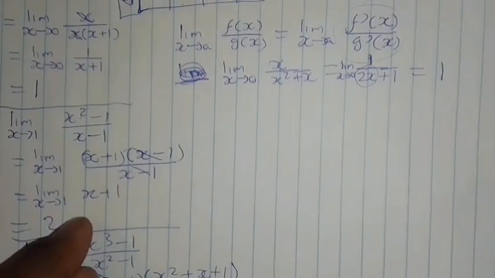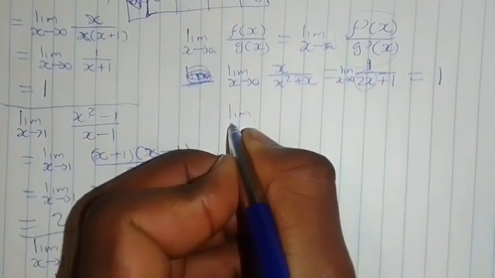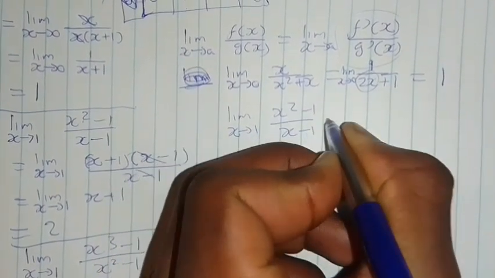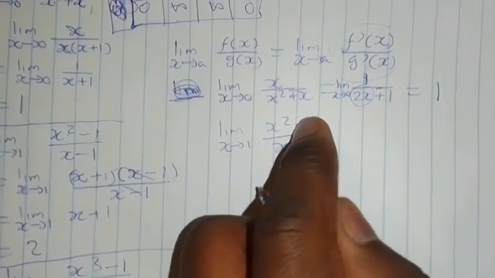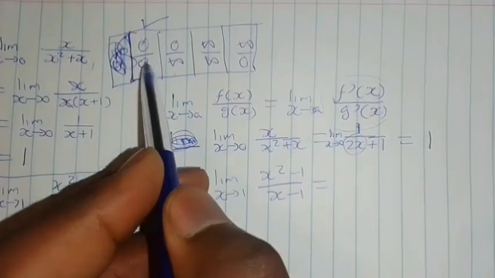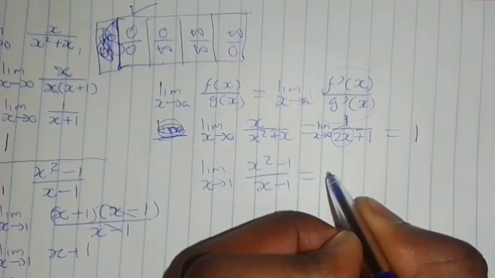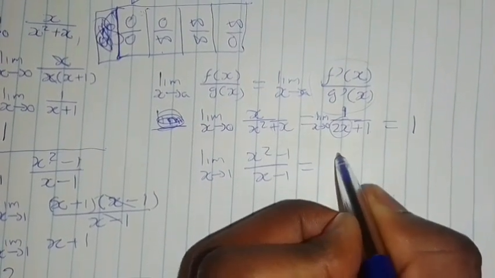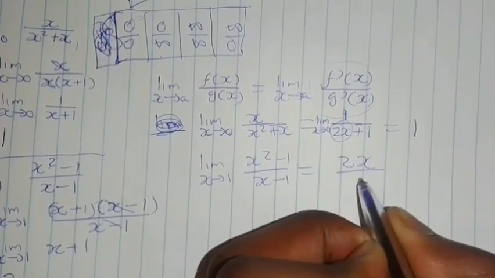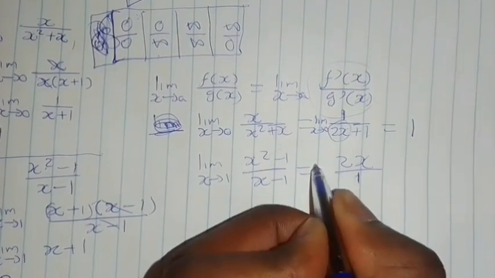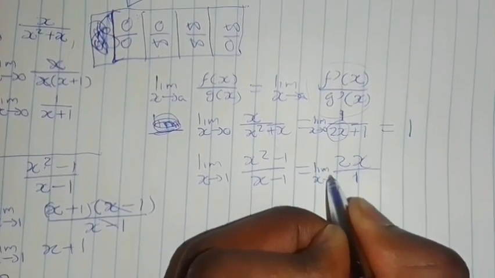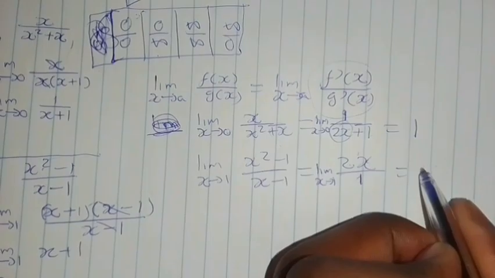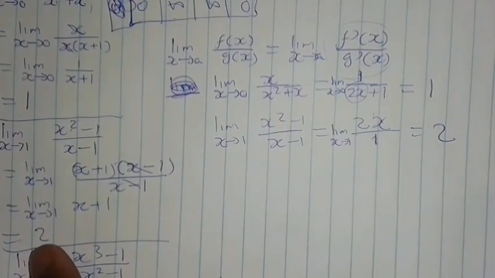Now on this one, the limit when x goes to 1 of x squared minus 1 divided by x minus 1. Notice that the numerator approaches 0 and the denominator approaches 0, so we still have this condition. That means we can apply L'Hopital's rule. We derive the numerator, so it will be 2x, and we derive the denominator, which will be 1. So you evaluate the limit when x goes to 1 of 2x over 1, which is 2 divided by 1, which is just 2. So that's what we have here.